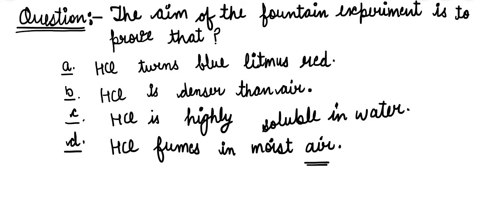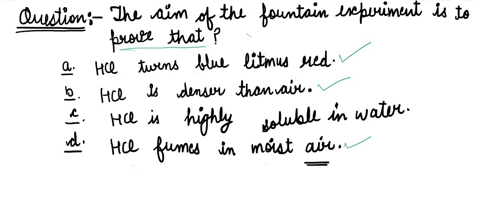Okay, we discussed the question that comes on this fountain experiment. Many questions can come, but one question is: what is the aim of this fountain experiment, what is it to prove? The first option is HCl turns blue litmus red. We already know that. Second is HCl is denser than air. Yes, HCl gas is denser than air, that we also know. And HCl fumes in moist air, we also know that.